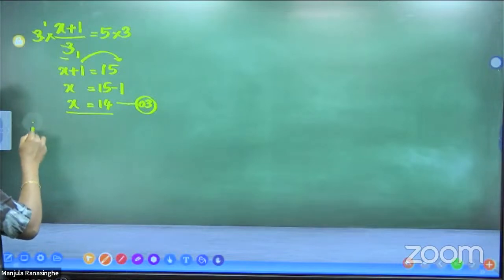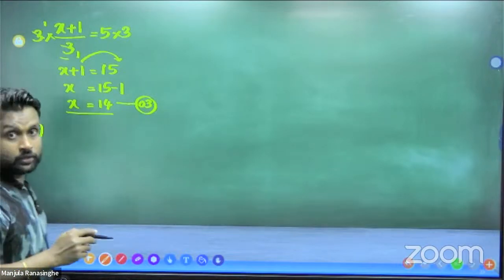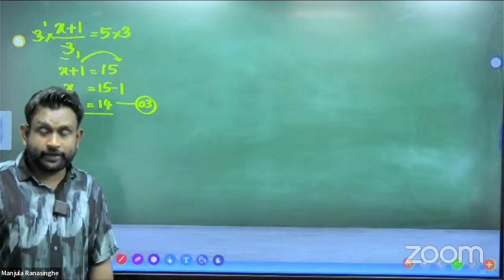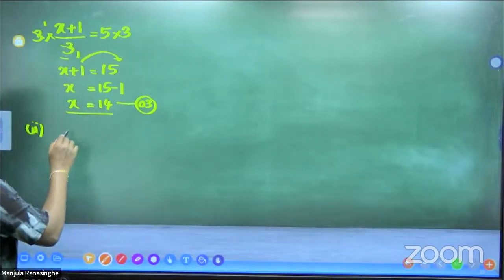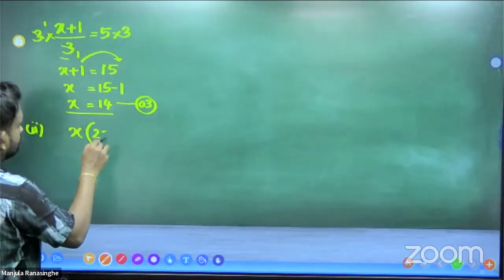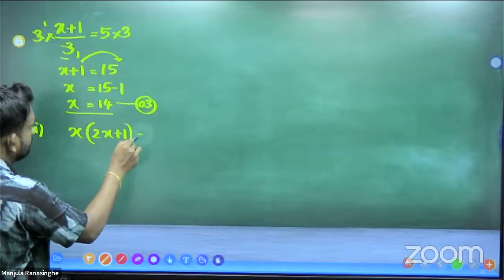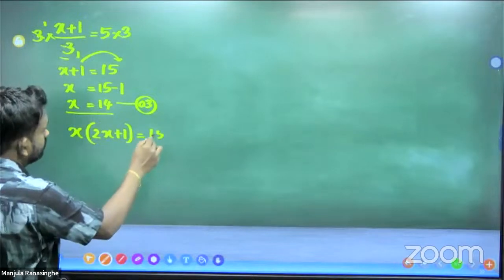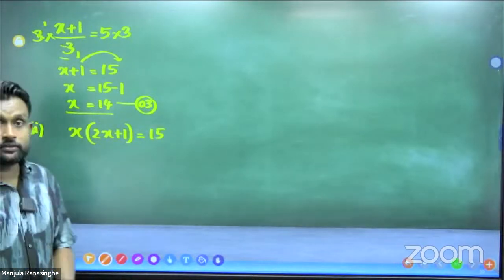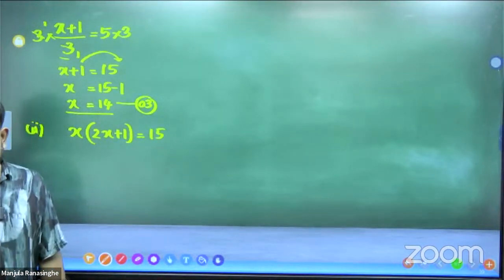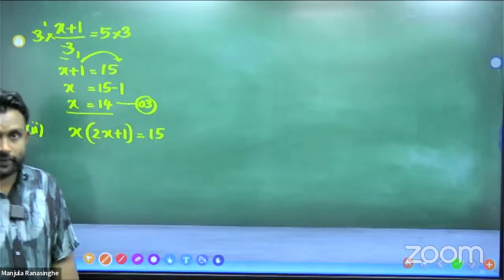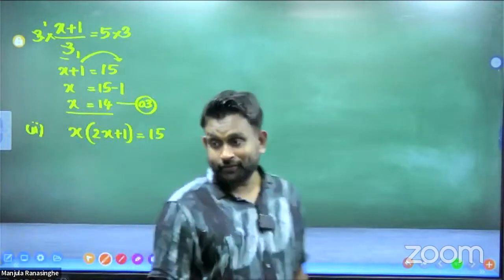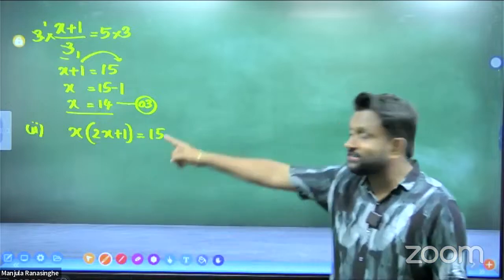Okay, right. Then part 2. See part 2. Solve x into 2x plus 1 equal to 15. So now what is this? This is a quadratic equation. So I am asking, is it factorized or not? Let me answer. Is it factorized or not?